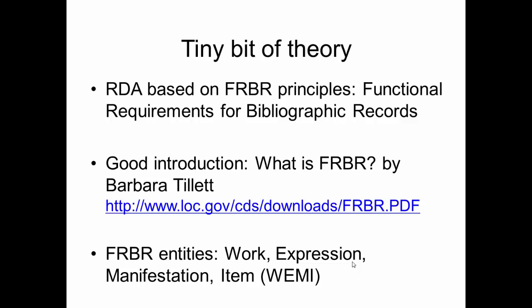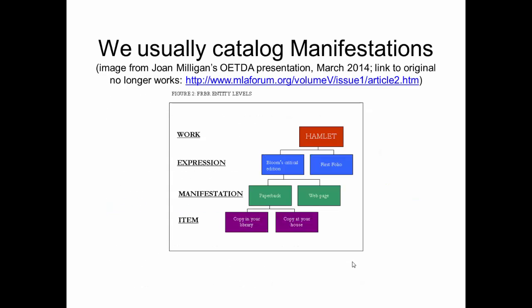RDA takes a very different approach based on FRBR principles, which divide the bibliographic world into entities. Format does not matter very much. The FRBR entities go from abstract ideas, as in works, to manifestations, the particular physical versions you have, to items, the particular copies you have. The main thing to remember is that right now in our MARC environment, we usually catalog manifestations, which are roughly equivalent to different formats or versions of the same work.